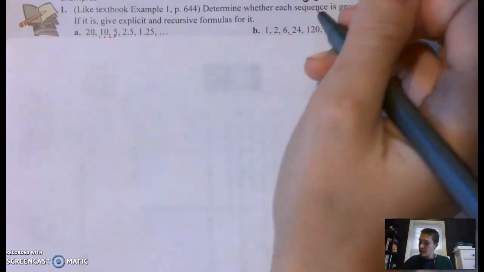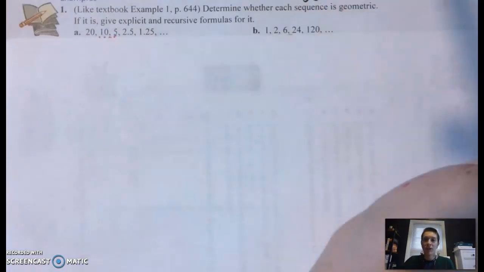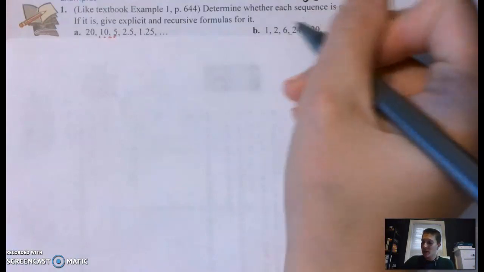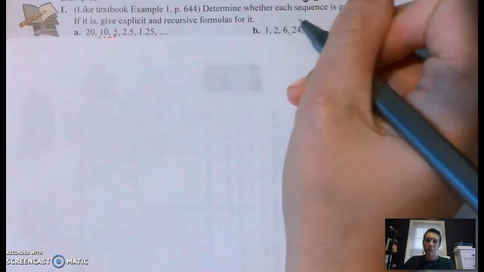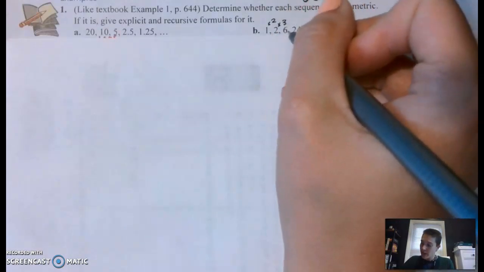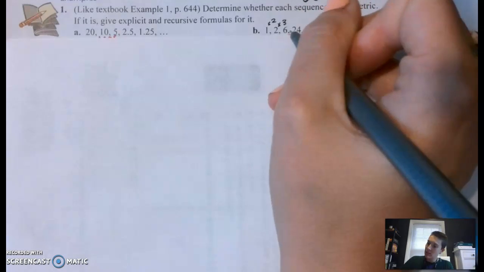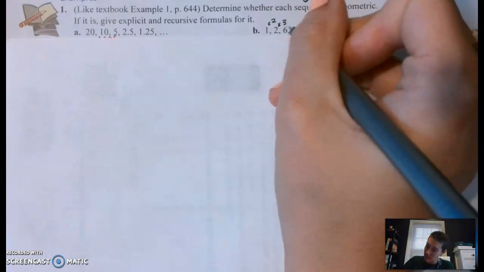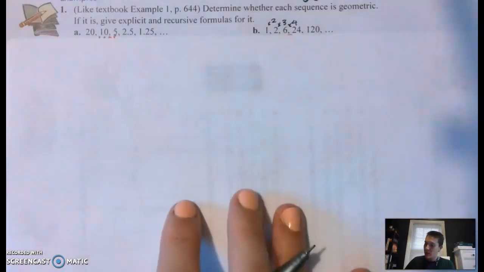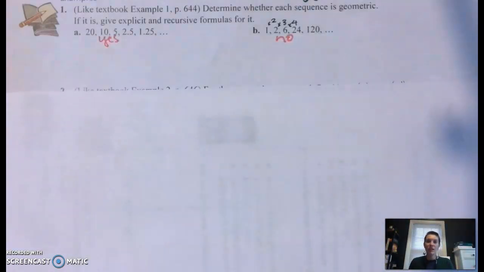In B, we're going from 1 to 2. If this were geometric, the way we'd do that is multiply by 2. But 2 times 2 is 4, not 6. To get from 2 to 6, we multiplied by 3. So we said multiply by 2, then multiply by 3. And then we go one step further: 6 times what is 24? 6 times 4 is 24. So there is a pattern here you might be seeing, but this is not a geometric sequence. It's not arithmetic either. It's something else. So, again, yes, the first one is geometric, and no, the second one isn't.